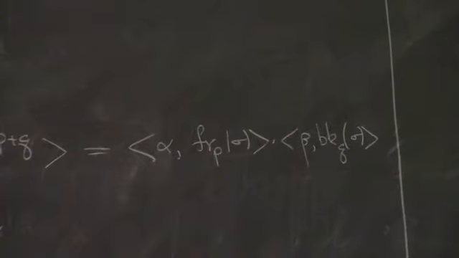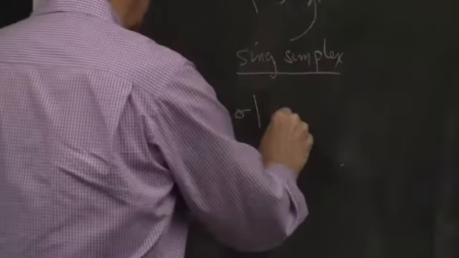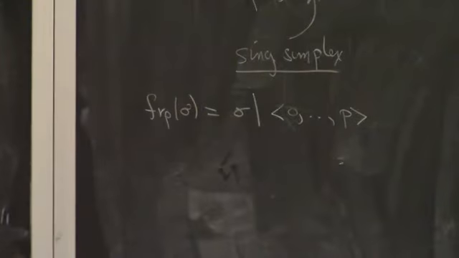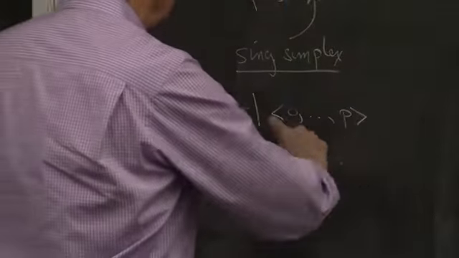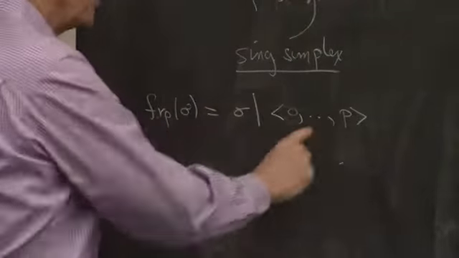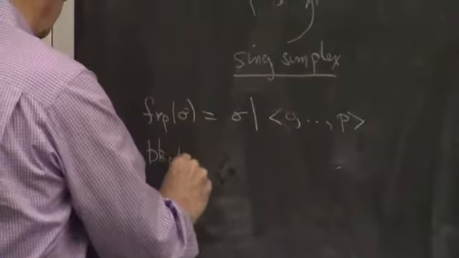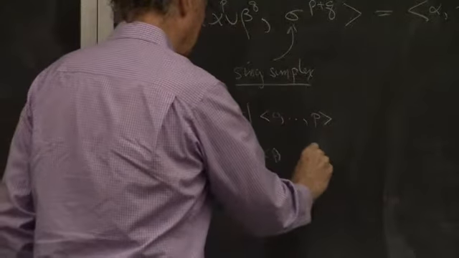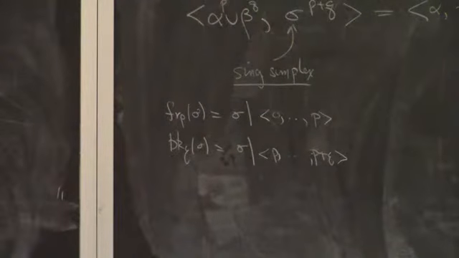So here, the front P face of sigma is simply sigma restricted to the span of the first P plus 1 vertices. I think if the vertices of sigma are the integers from 0 to P plus Q, I can restrict to the subsimplex spanned by the first P plus 1 of them, and that's the front P face. And similarly, the back Q face is the restriction of sigma to the last Q vertices.